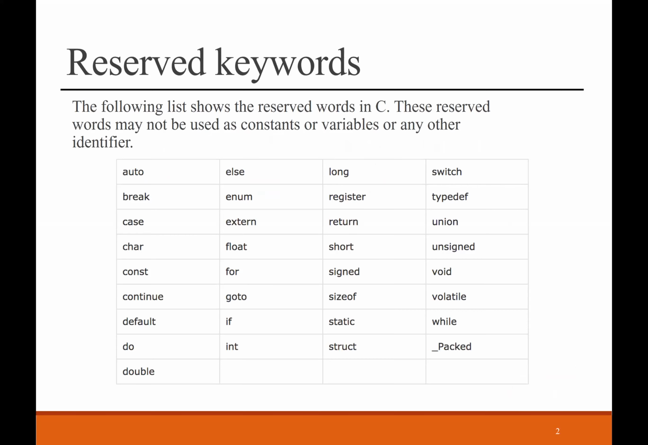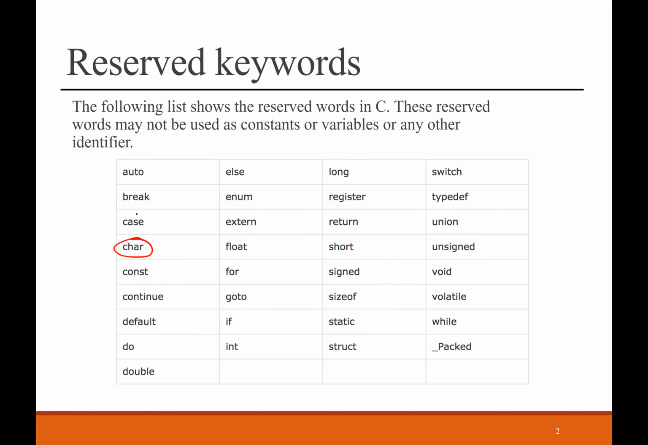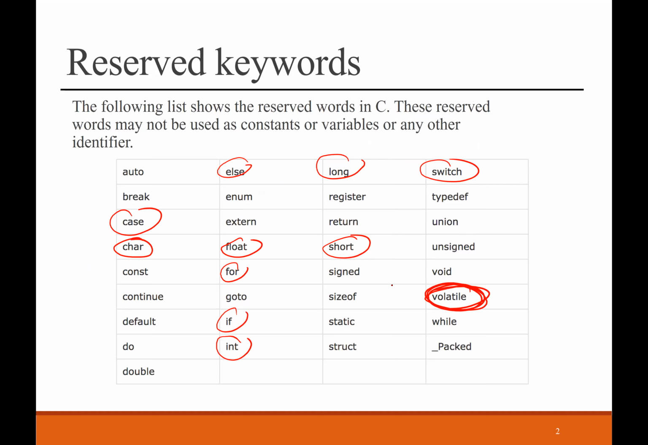We've seen some of them. We've seen character, we've seen case, switch, long, else, if, int, for, float, short, a couple others. Some we haven't. Volatile is going to be a key one that we're going to talk about mostly today.